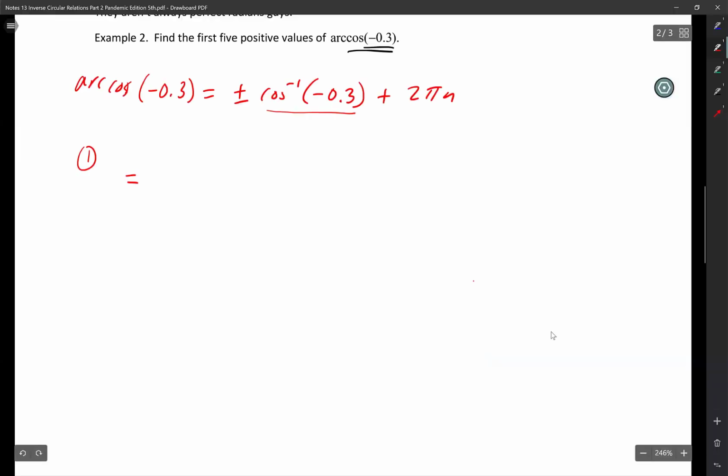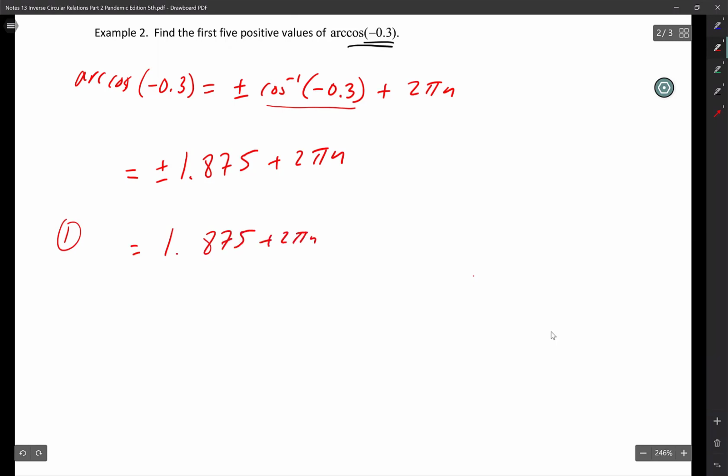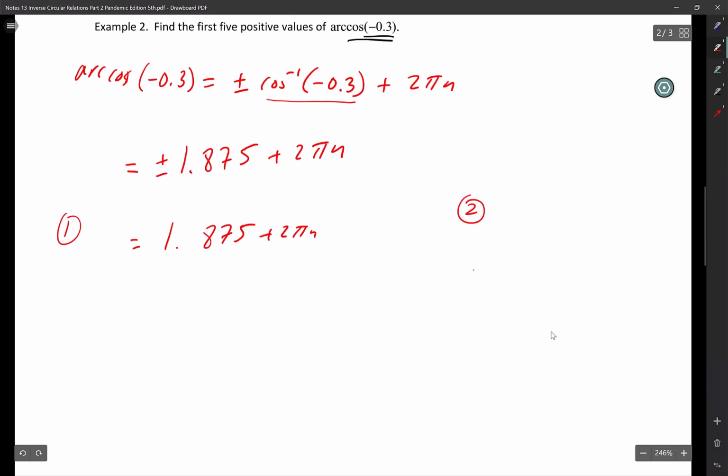So here we go. I put equation 1 there. There's my general equation: plus or minus 1.875 plus 2 pi n. Oh, short-term memory. Was that the number? It was, right? Okay. Equation 1 is the positive one: 1.875 plus 2 pi n. And I'm going to write equation 2. I'm not going to color code it this time, guys. I'm just going to write it. And it's negative 1.875 plus 2 pi n. What did they want? They wanted the first 5 positive values.